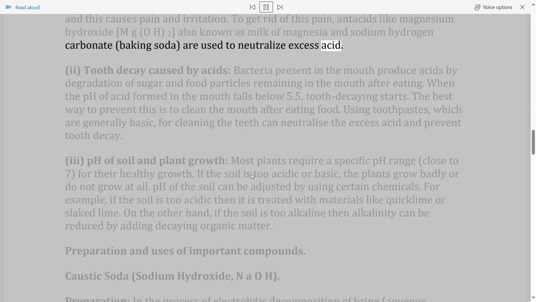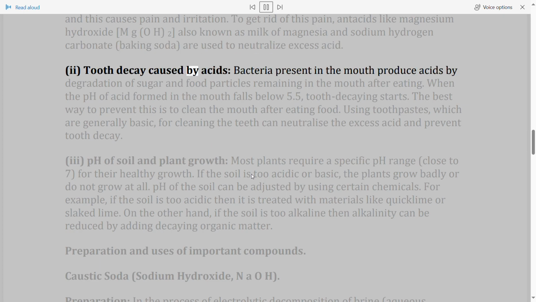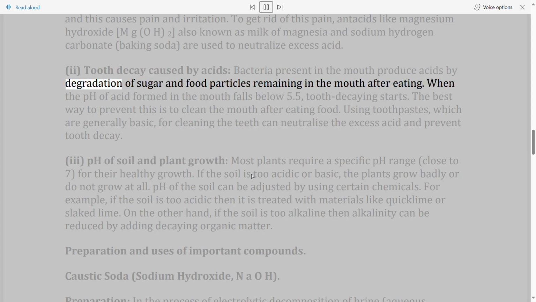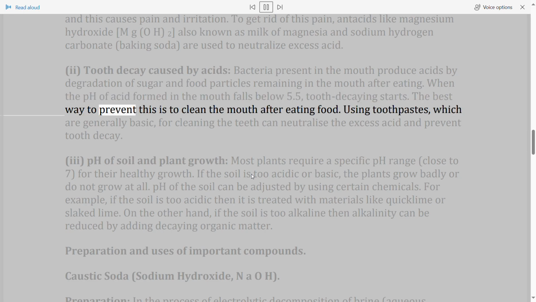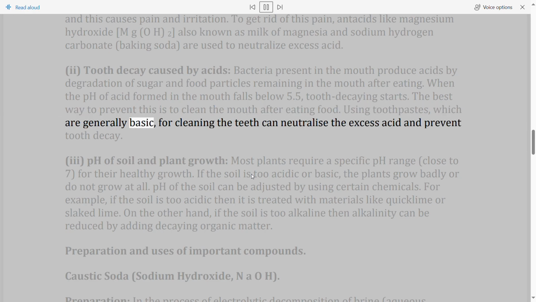2. Tooth decay caused by acids. Bacteria present in the mouth produce acids by degradation of sugar and food particles remaining in the mouth after eating. When the pH of acid formed in the mouth falls below 5.5, tooth decay starts. The best way to prevent this is to clean the mouth after eating food. Using toothpastes, which are generally basic, for cleaning the teeth can neutralize the excess acid and prevent tooth decay.